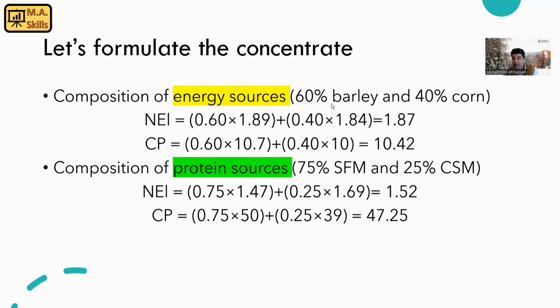ingredient in its category. For example, barley is located in the energy category. Corn is located in the energy category, right? So I'm going to assign 60% to the barley and 40% to the corn. So in the energy section, not in the total diet, not in the total concentrate, in the energy section of the concentrate, I'm gonna have 60% barley and 40% corn.